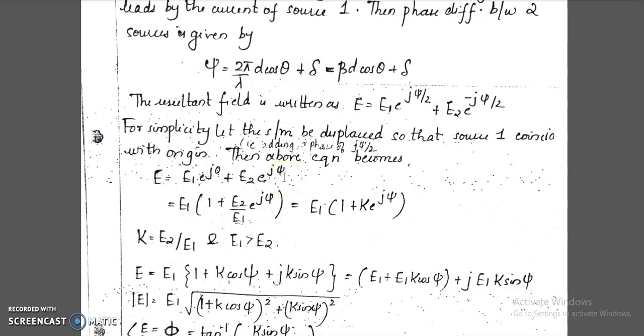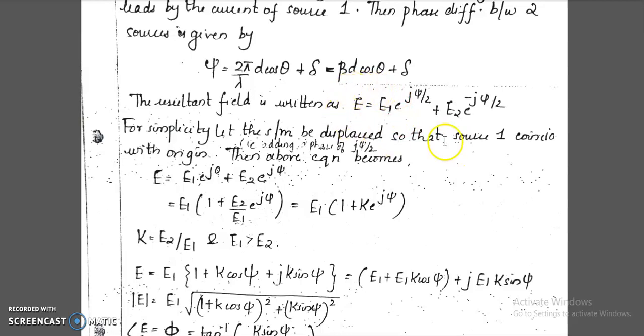The resultant field can be written as E is equal to E1 into e raised to j psi by 2 plus E2 into e raised to minus j psi by 2. The psi is the phase difference between the sources. Next, we want to simplify this equation. For that, we displace the system in such a way that source 1 coincides with the origin.